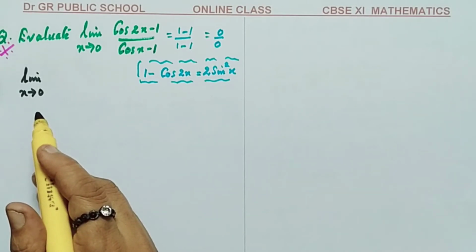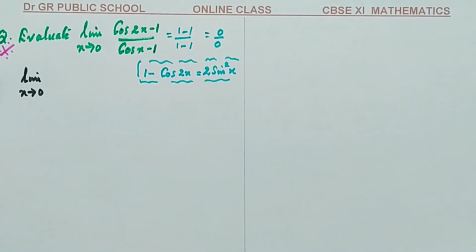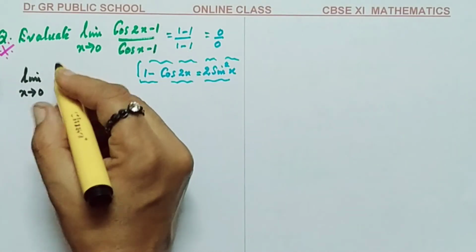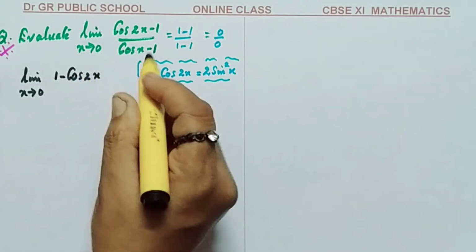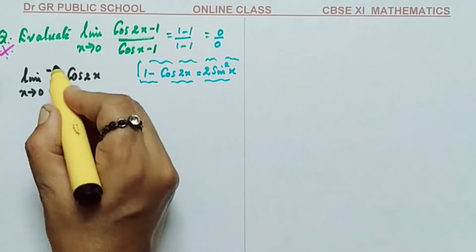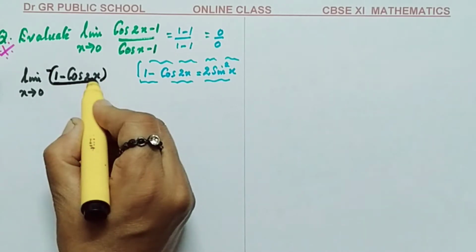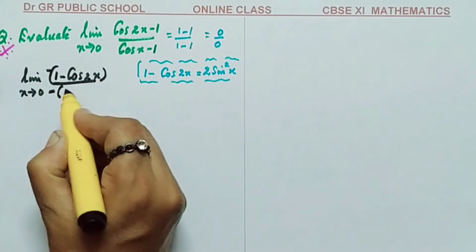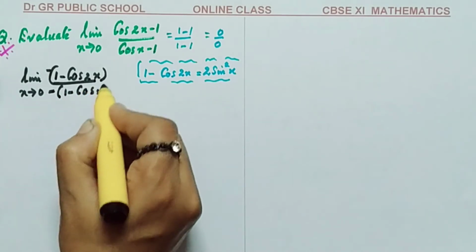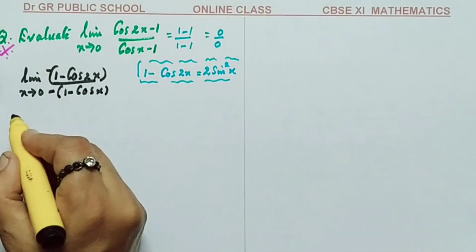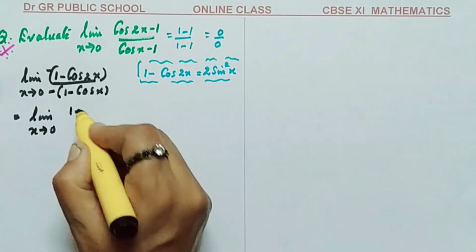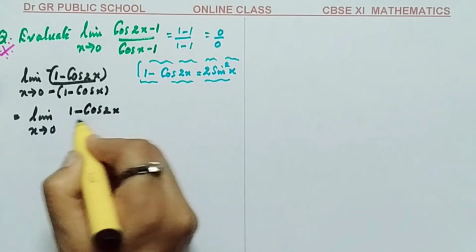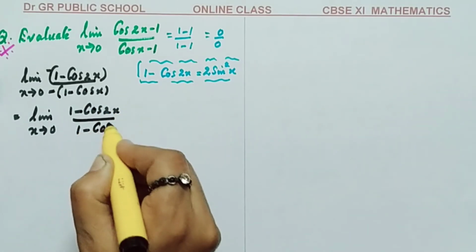The given limit can be replaced as limit x tends to 0. You know the formula, this can be rearranged: cos 2x minus 1 can be rearranged as 1 minus cos 2x. So that here comes a negative sign when reversing, minus of (1 minus cos 2x) divided by, here also minus of, when taking common outside, (1 minus cos x). These two negative signs get cancelled and we can arrange it as limit x tends to 0, (1 minus cos 2x) divided by (1 minus cos x).